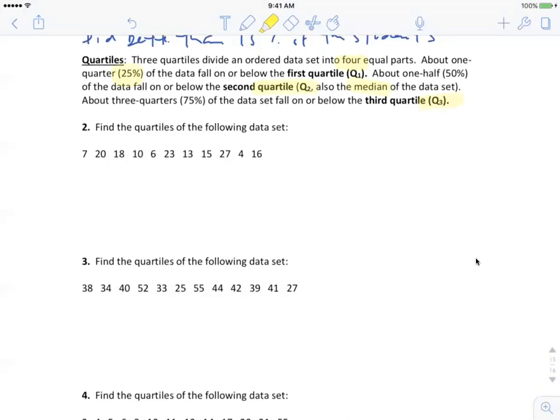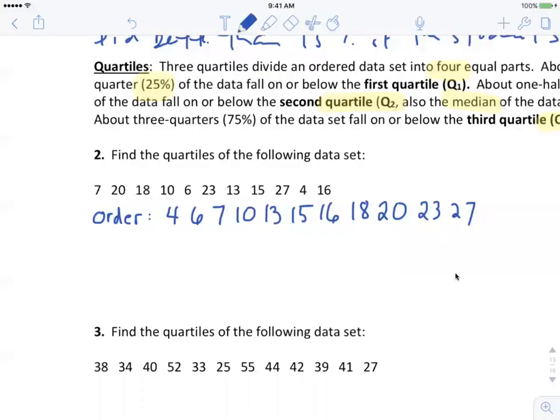For finding quartiles, here's what you're going to have to do. The first step is to order the data set, because really it's all about finding medians, just a lot of them. So step one, order the values. I'm going to go ahead and pause and do an order. If you want to order them on your own and check me, pause. Okay, so there we have them ordered.